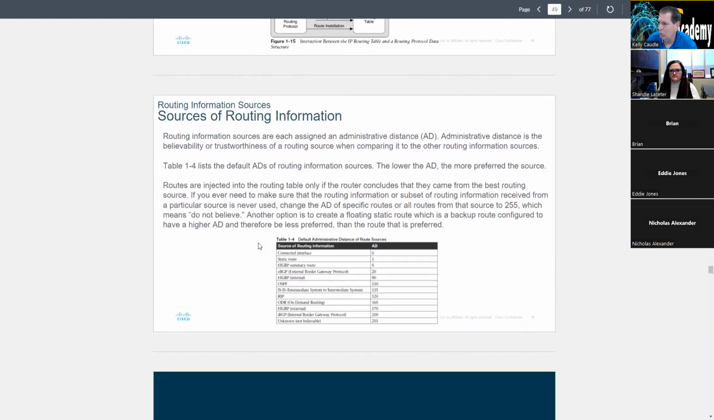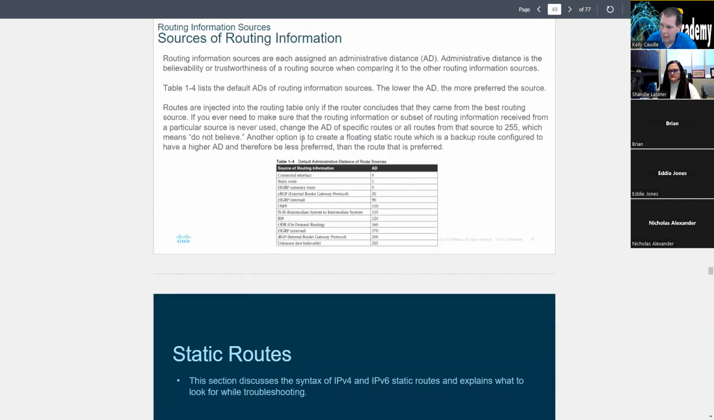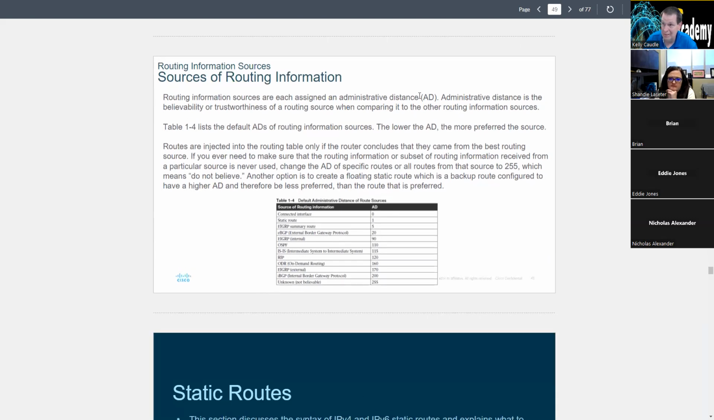Last but not least, I don't want to take too much time on it, but you need to know administrative distance. You also need to know that administrative distance is the trustworthiness of a routing source. That is why EIGRP is 90 and OSPF is 110, because this is Cisco's administrative distance. They consider EIGRP a better route source than OSPF. Other people may not believe that. They may think that OSPF is a better route source. So AD is a Cisco concept.